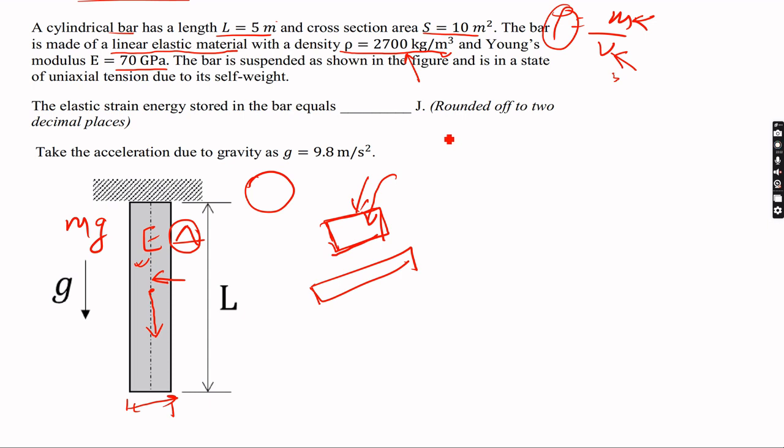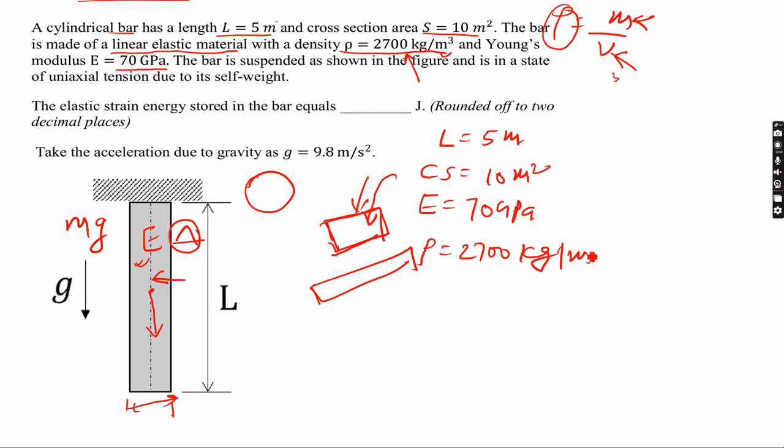So see, in the question it is given L. L is 5 meter. The cross sectional area is 10 meter square. It's a big cross section. Okay. E is given; E is your Young's modulus, 70 GPa. And rho, the density, is 2700 kg per meter cube. Okay, and g is given. g is gravity, 9.8 meter per second square.